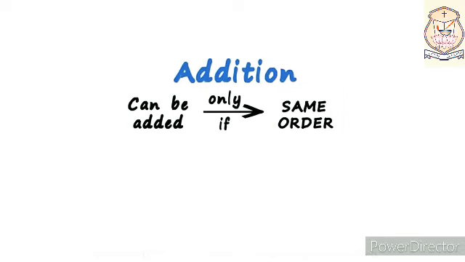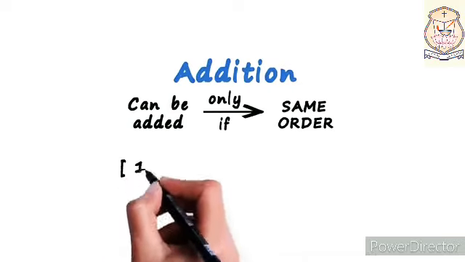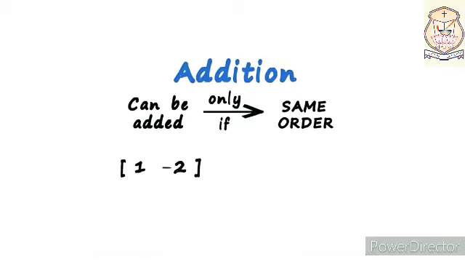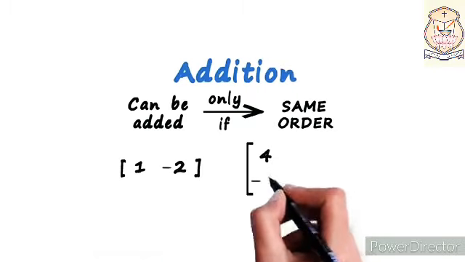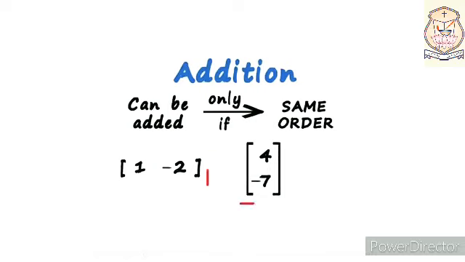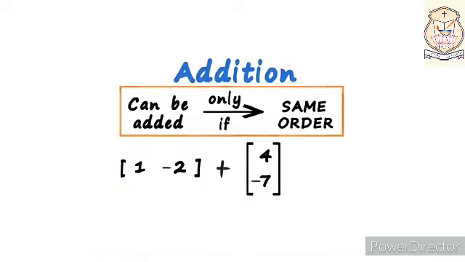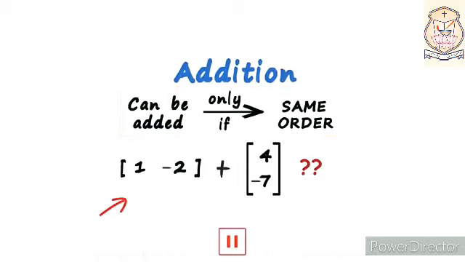Now let me give you two matrices and you have to tell me if they can be added or not. The first matrix is 1, minus 2 in a row and the second one is 4, minus 7 in a column. Can these two matrices be added? Refer to this rule and answer this question.